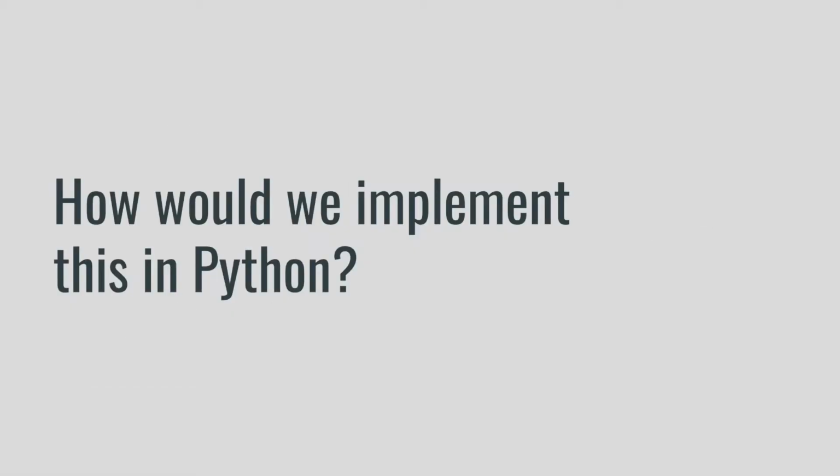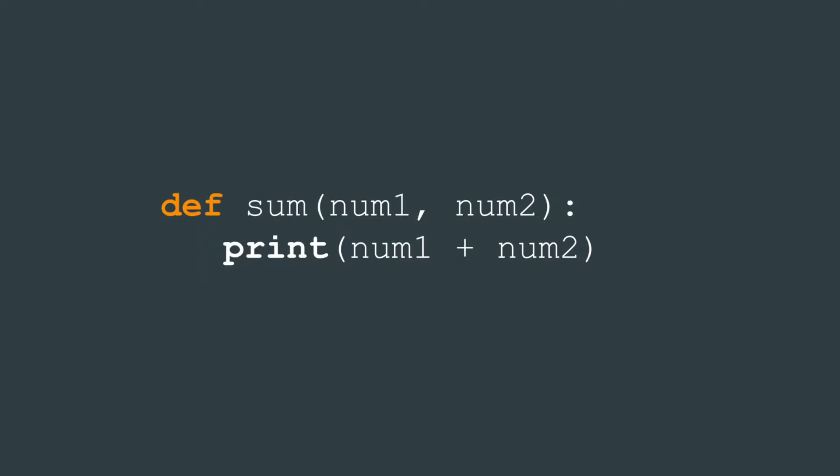So how would we implement something this simple in Python? Well, in the last lesson we learned that the general syntax of defining a function is to first use the def keyword. This tells Python we're creating a new function. Then we give it a name. In this case, we're calling our function sum. And then we do the open and closing parentheses. In this case, to specify the arguments, we have to put them in those parentheses.